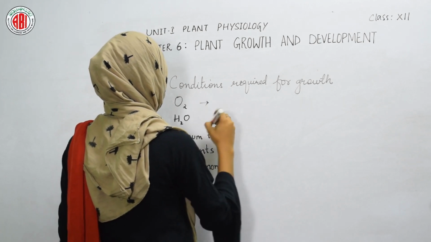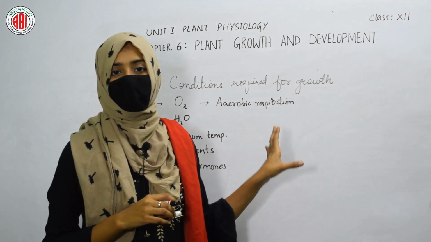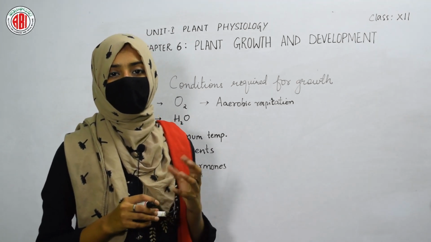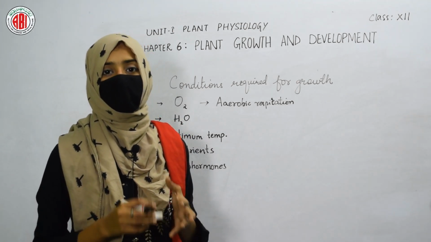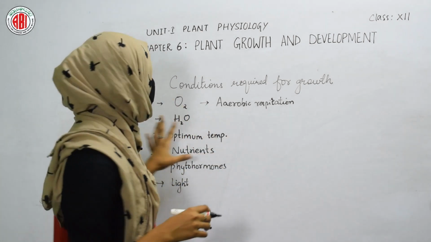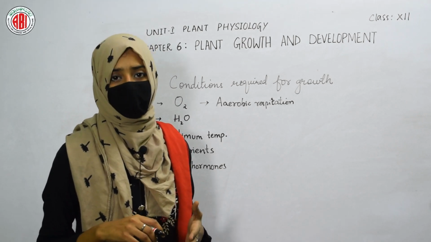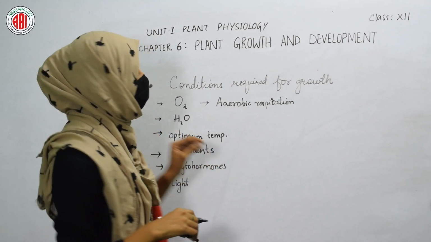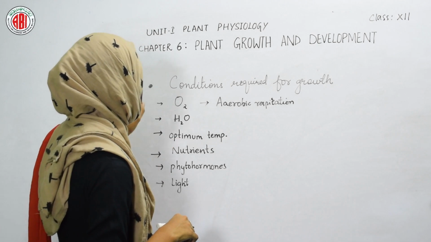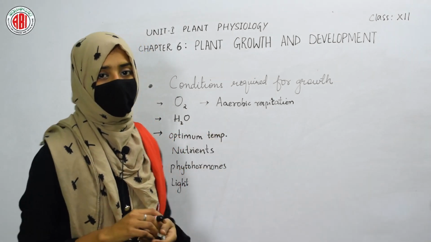Oxygen is required for aerobic respiration. During aerobic respiration, ATP molecules get synthesized. That means energy is released in the plants, and that energy is used by the plants in carrying out many different biological processes. So oxygen is also a very important and essential requirement of the plant.